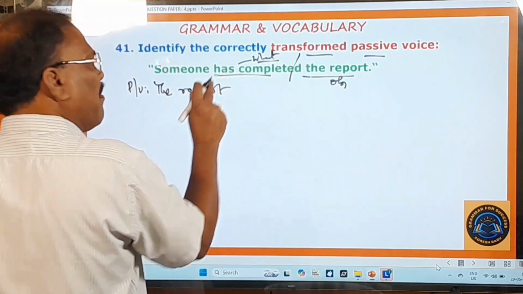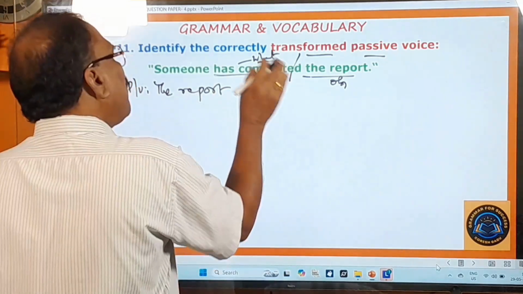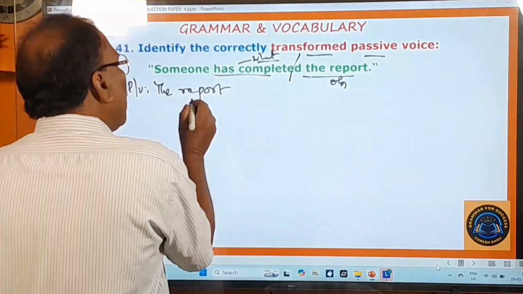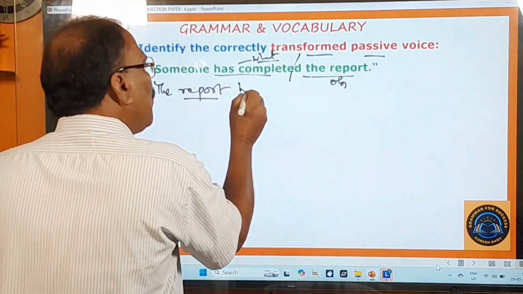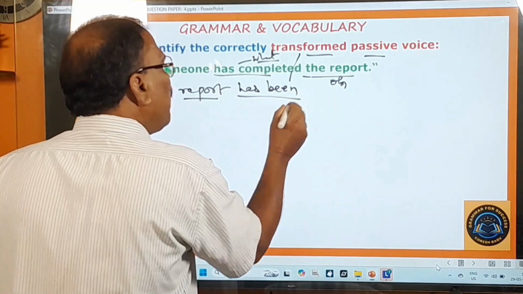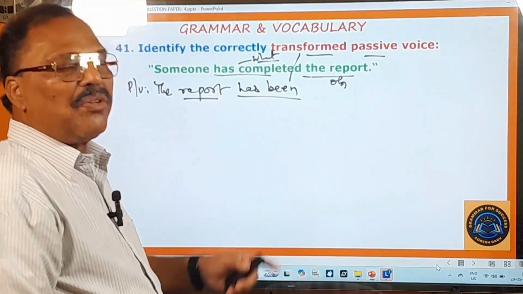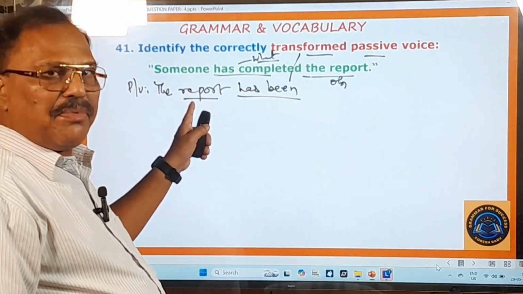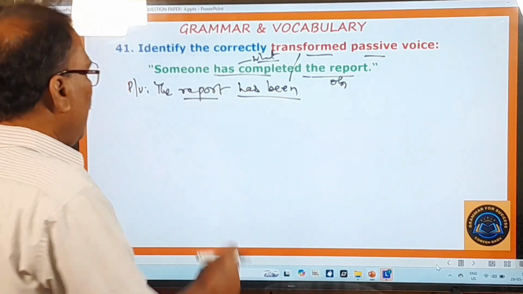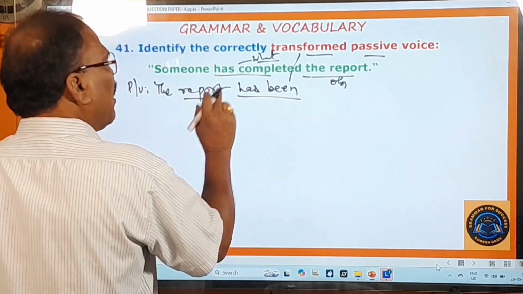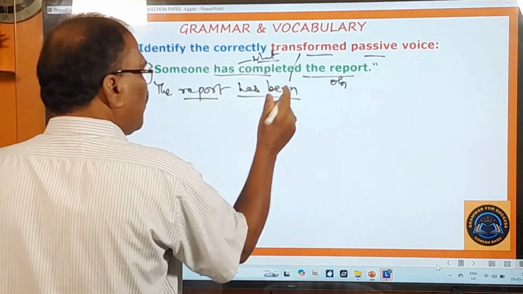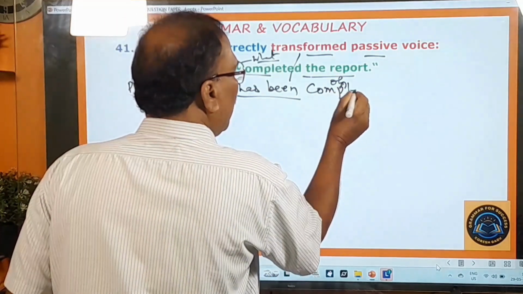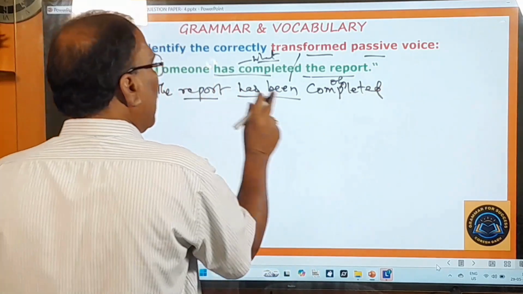And this is in the present perfect tense. All of you know pretty well, whenever you want to change this present perfect tense into passive voice, if the object is in the singular number, you have to use the helping verb has been. If the object is plural, you have to use have been. And here the object is in the singular number, and therefore you have used has been. And afterwards, the past participle form of completed is again completed. Okay, and here the report has been completed.